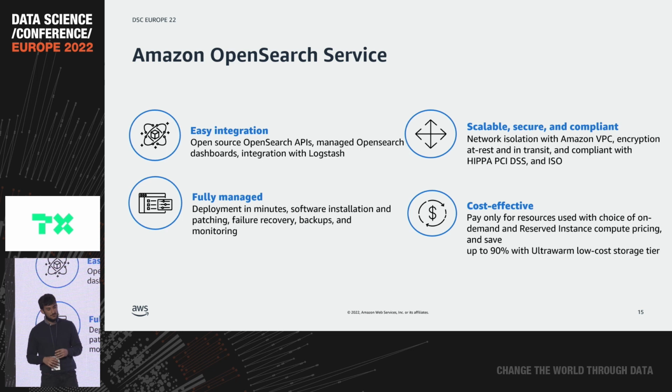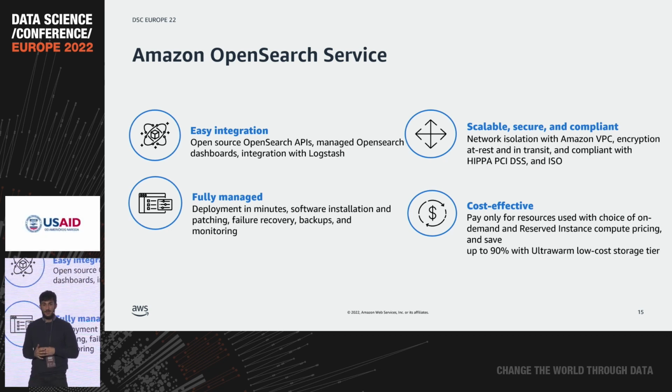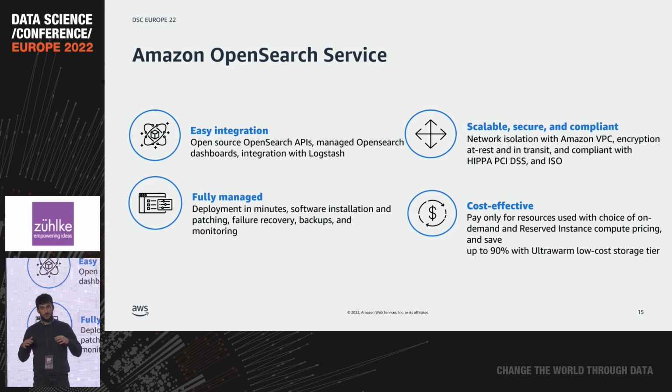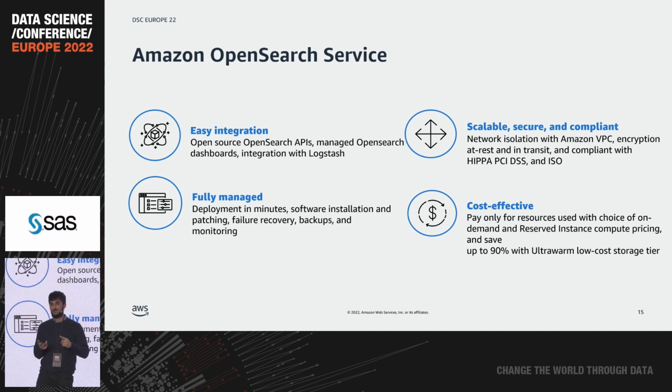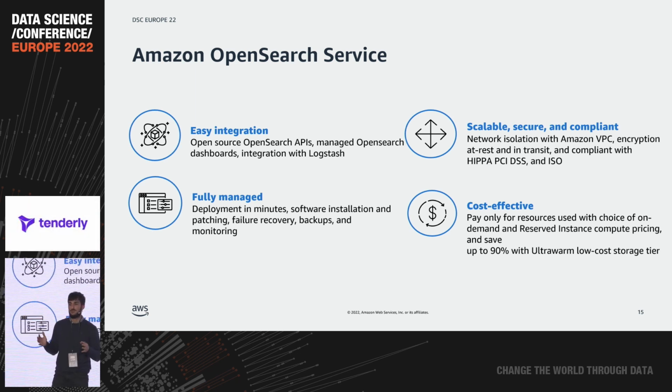In order to run OpenSearch, what we can use is the Amazon OpenSearch Service. That is a managed service that allows you to run OpenSearch in the AWS cloud. And basically it provides better integration between the APIs that control OpenSearch and the other APIs that control all the other AWS services. It is fully managed, so you don't have to manage the infrastructure underneath it. All the patches, all the installations, everything is done for you. Then it comes along with a set of features for security, availability, and compliance. And finally, there are other cost-effective options.